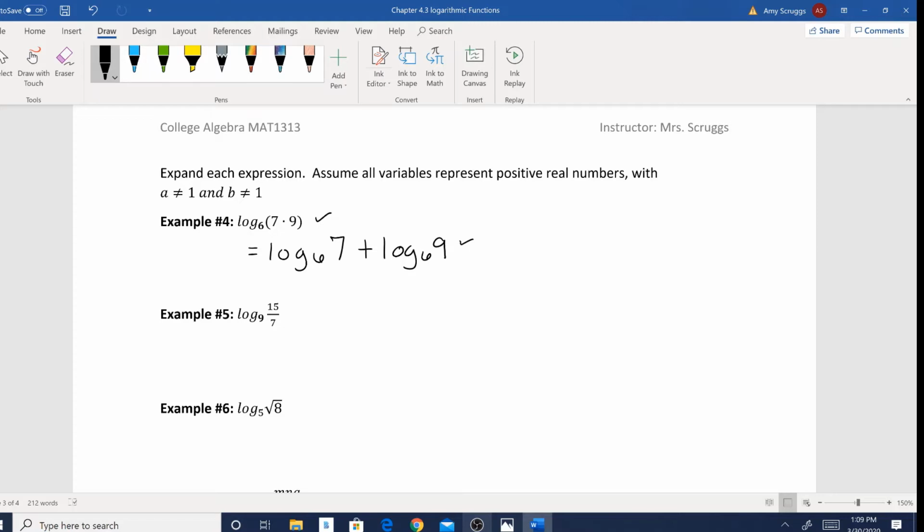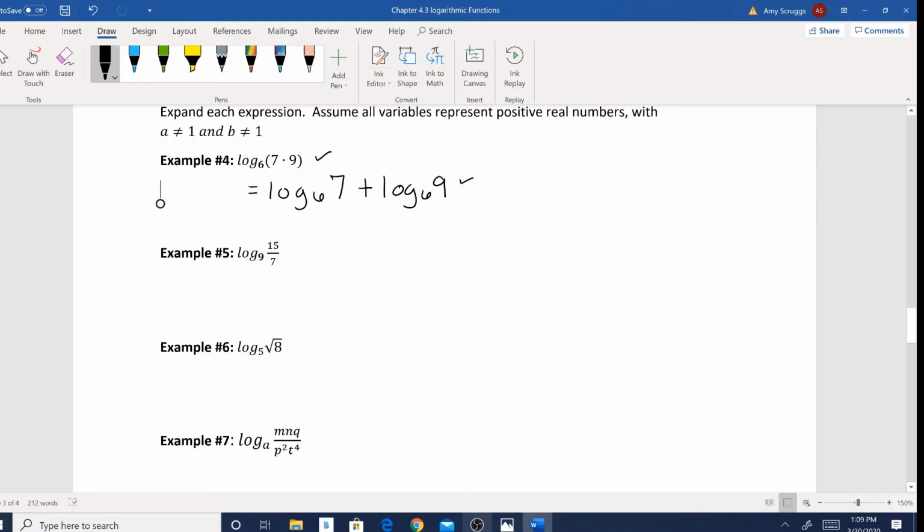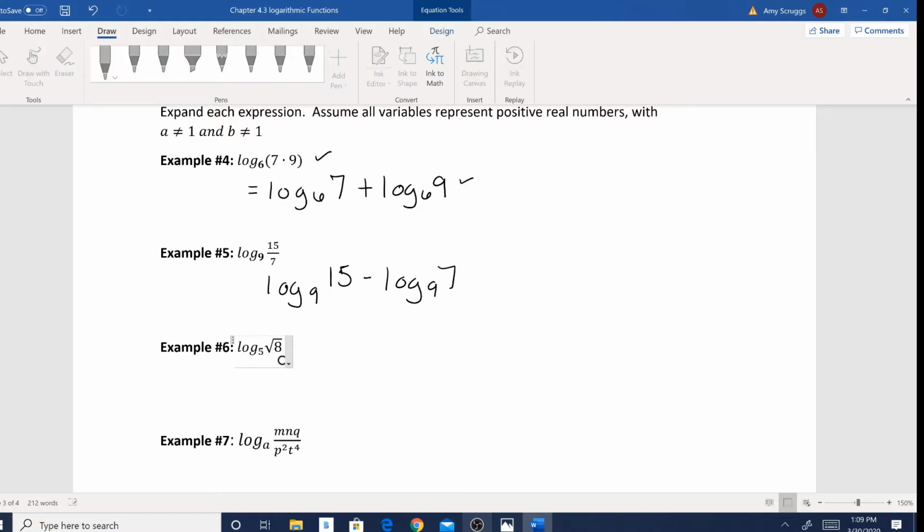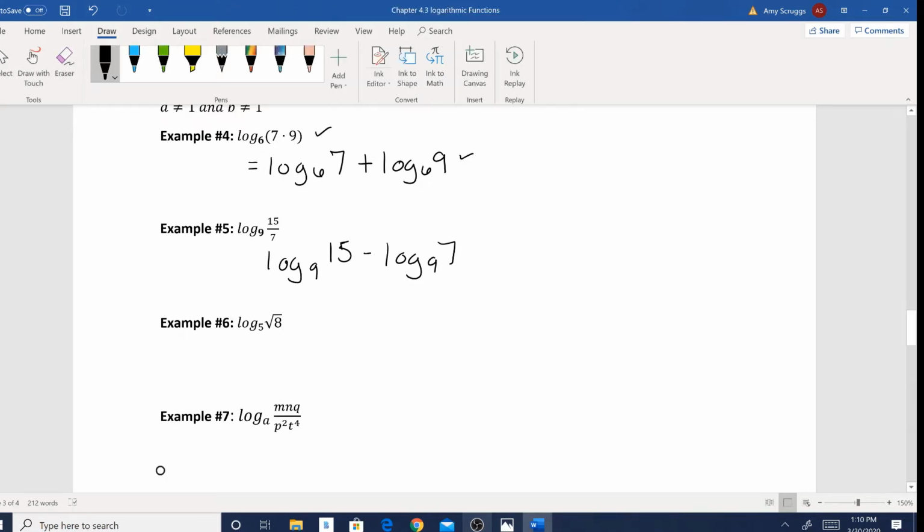The second example, example number 5, is an example of the quotient property, which says that if they're being divided, they can be rewritten as a subtraction problem. The only thing I want to caution you about on this one is that if it is a division or a subtraction problem, the order 100% matters. The number on top has to be the number that you start with in the subtraction problem, and the number on bottom goes second. So just make sure you don't get those mixed up.